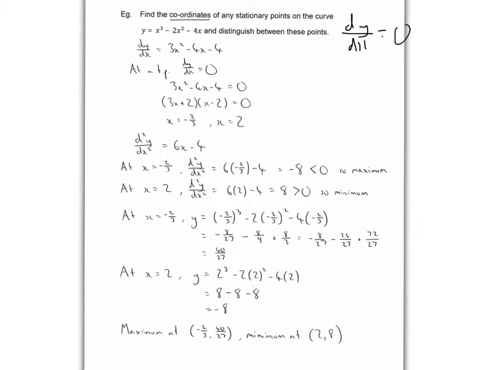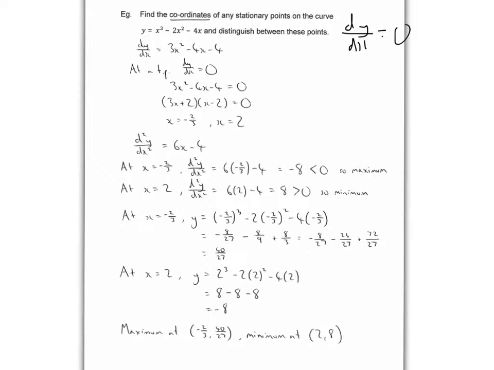I first of all try this value here. I get that d squared y/dx squared is minus 8. Minus 8 is less than 0, so this is a maximum. This point here is a maximum. The only thing I need to do then, which is what I did down here, is find the corresponding y value. So minus 2/3, 40 over 27, that is the x and y coordinate of a maximum.